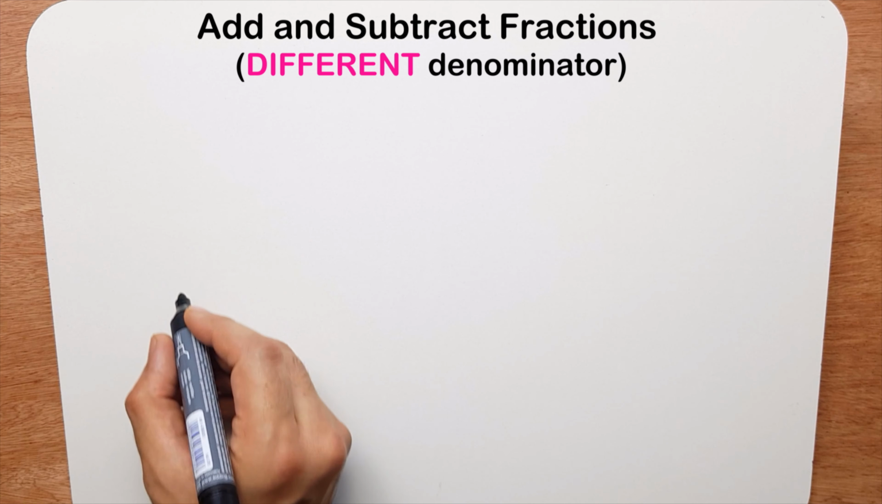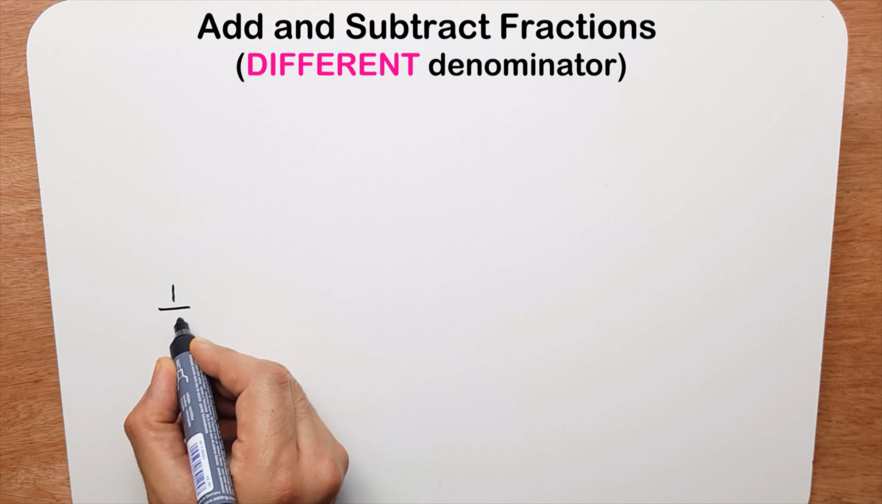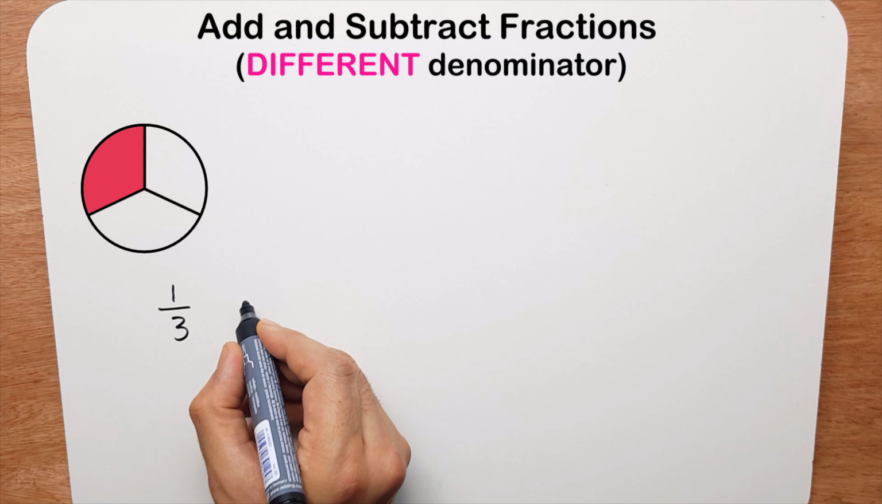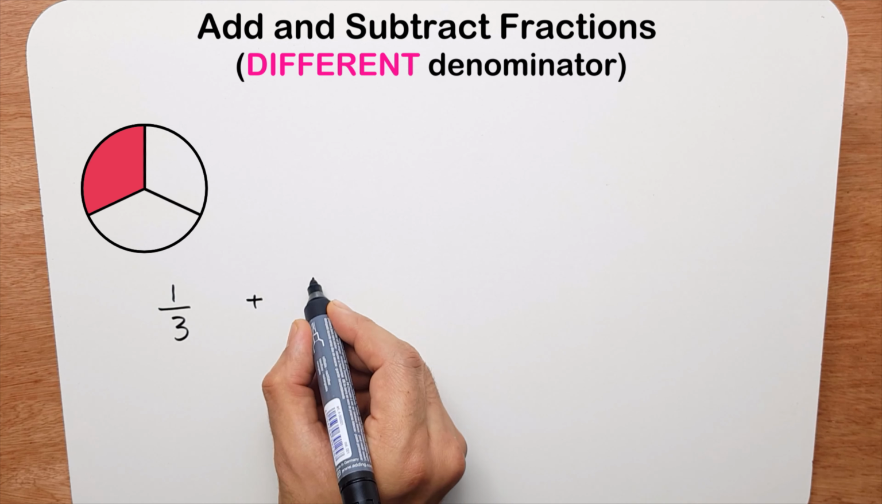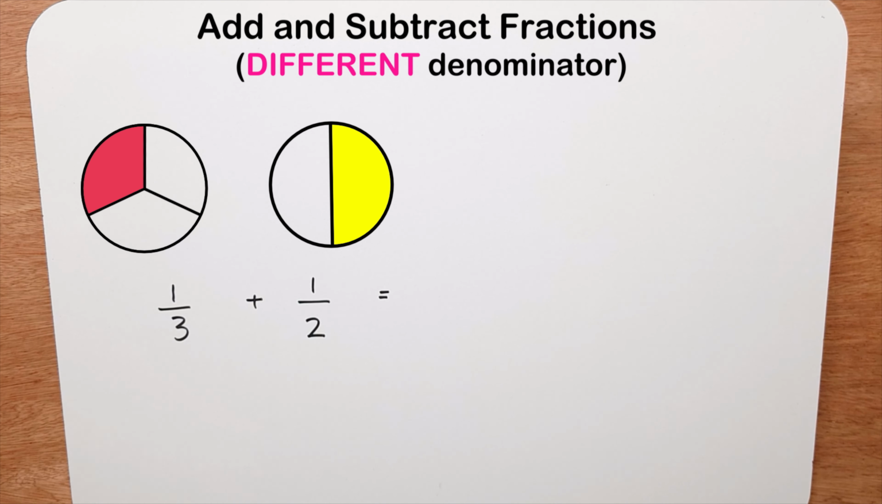Now let me do this example. It's a bit trickier. I want to add 1/3 and I want to add 1/2. Again, if you notice, the denominators, or the bottom numbers, are different. So I need to do the 3 times table and the 2 times table. So the 3 times table and the 2 times table.